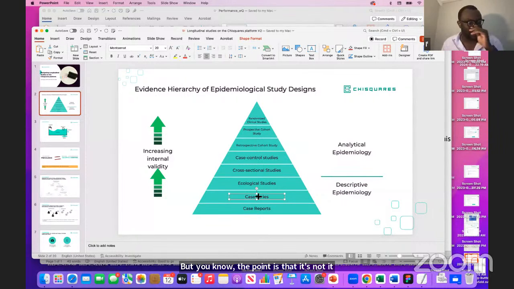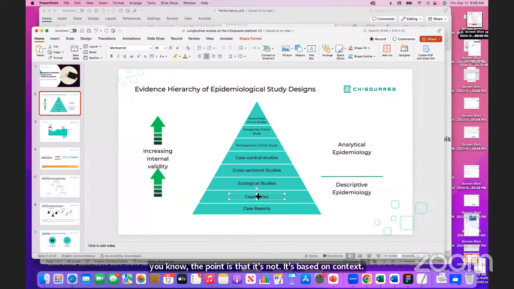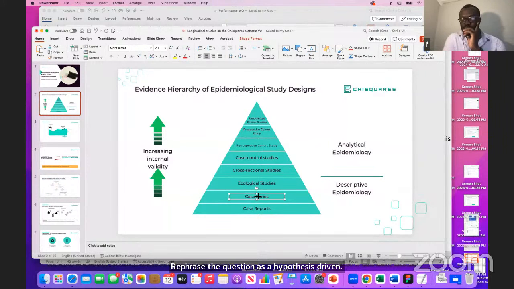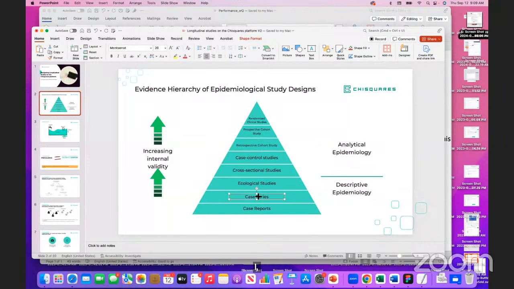And I see your hand is up again, Marcus. Thank you very much for that beautiful explanation. Let me just rephrase the question as a hypothesis-driven PICO question. I have a population of patients with COVID-19 diagnosed at the beginning of the pandemic. I would like to answer whether older adults, measured as 65 plus, versus younger adults less than 65, have a higher risk of developing long COVID.